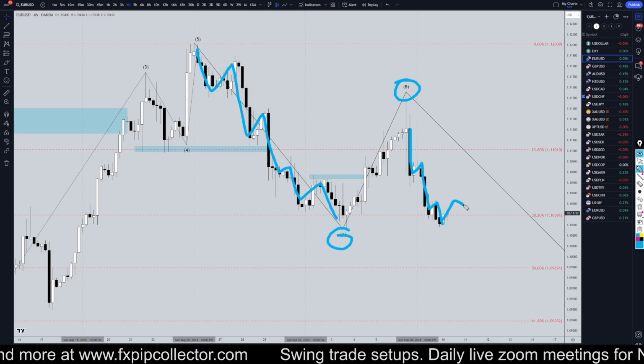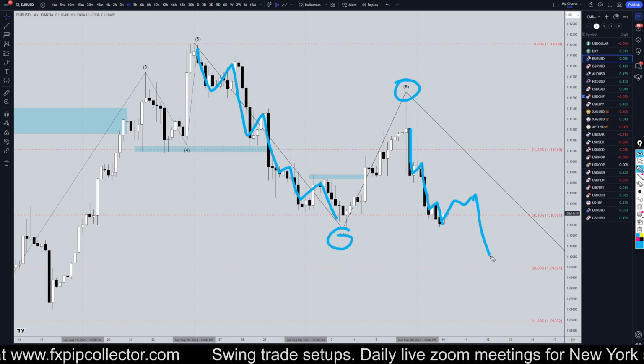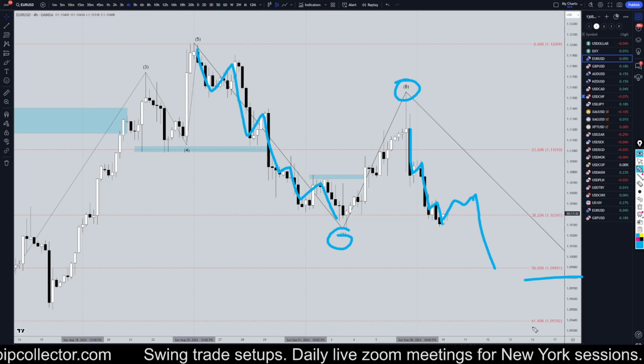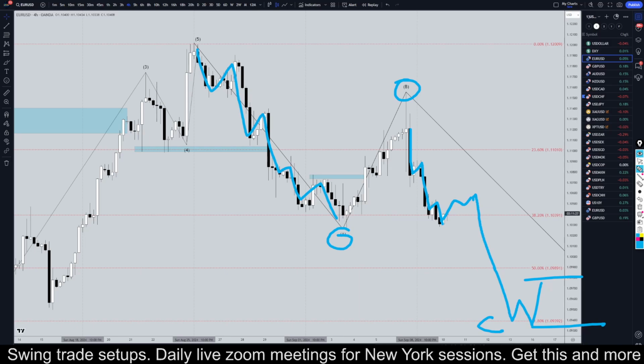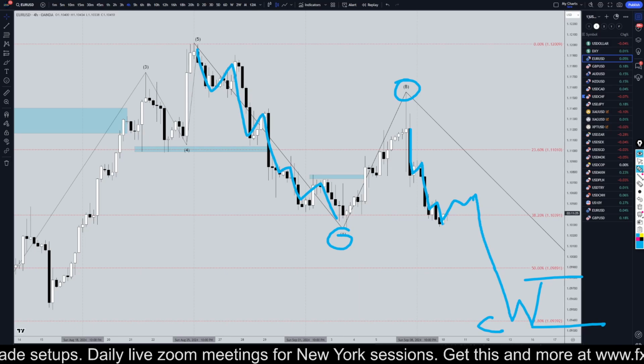I think it probably is going to pop up a little bit, but I think it probably is going to end up going down at least to the 50%, maybe even the 61%. Maybe end up looking something like that to make a more proper 1, 2, 3, 4, 5 of wave C.